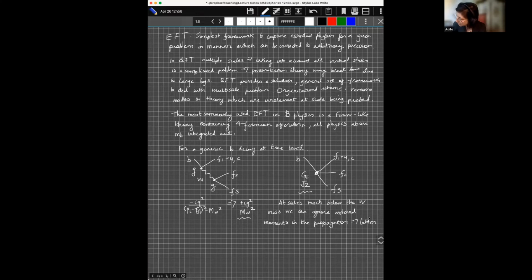So the W boson is therefore no longer an active degree of freedom, not dynamic, and it can be absorbed into the coupling. So this Fermi coupling is equivalent to g squared over m_W squared. And this effective coupling is also, as most of you probably know, called the Wilson coefficient.